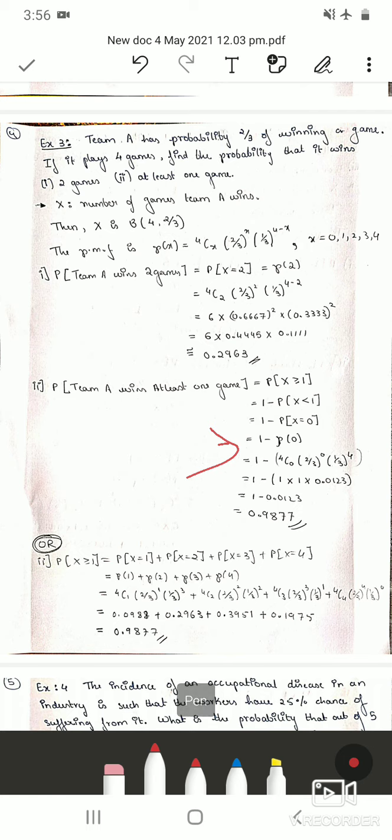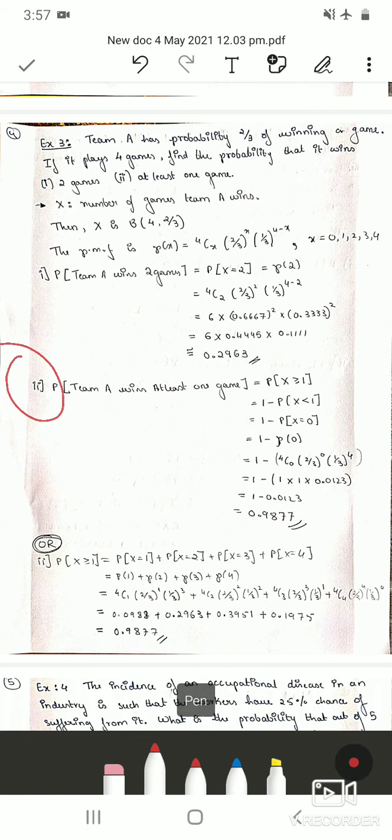So this will be 1 minus p of 0. So therefore 1 minus wherever x is there in the PMF, substitute it as 0. So 4c0 is 1. Next 2 by 3 raised to 0 is also 1. So you have to calculate 1 by 3 whole raised to 4, which is 0.333 multiplied 4 times. So you will get it as 0.0123. So there is 1 minus that term. When you simplify, you will get it as 0.9877. So this is one method.